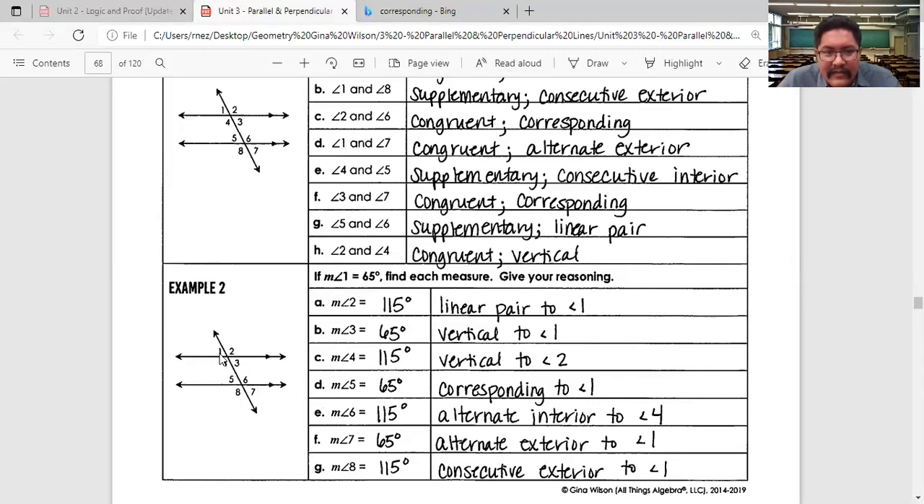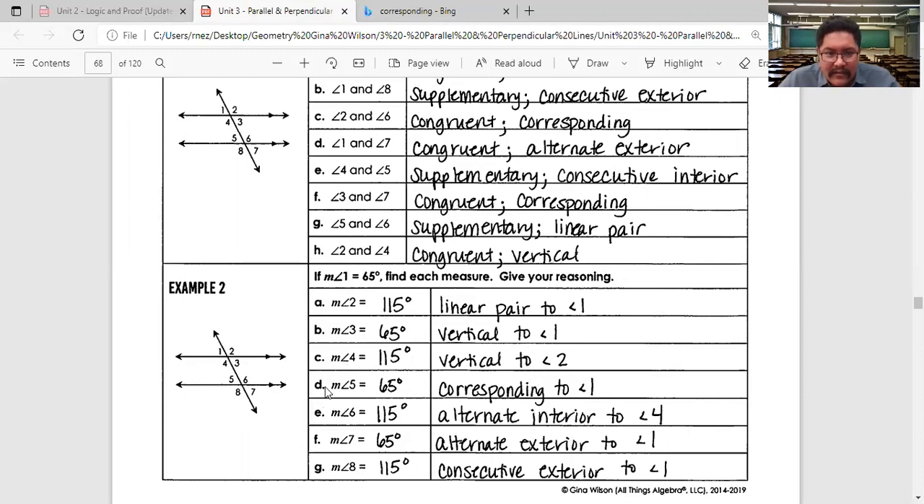So angle 5 is corresponding to 1. See how, again, if these were roads, they'd be on the same corner. So they would both be on the upper right, or sorry, upper left-hand corner. I have to remember sometimes my screen is backwards from yours.